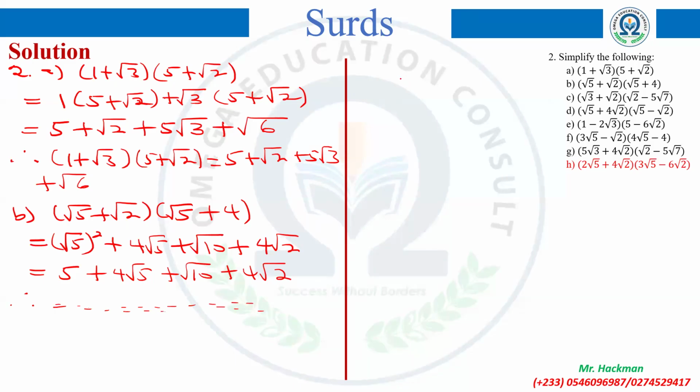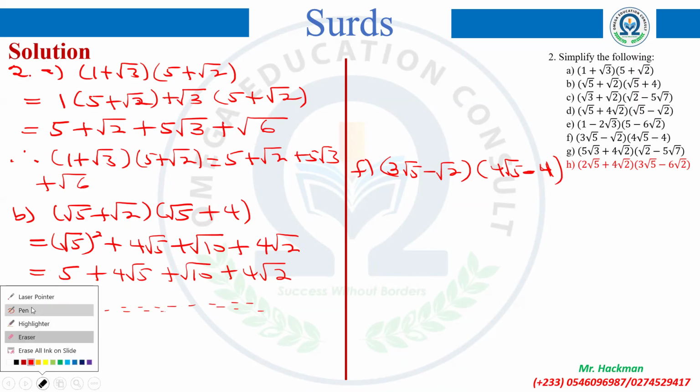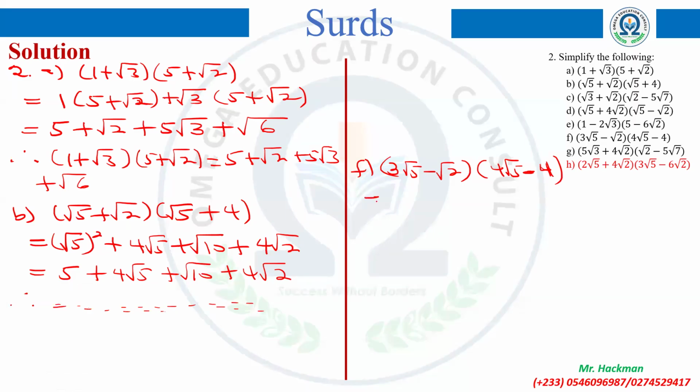Okay, so now we come to the next one, which is F. What are we given? We've been given 3 root of 5 minus root of 2 in one bracket. Then in another bracket, we have 4 root of 5 minus 4. Let me clear the brackets that I introduced there, which is not supposed to be there. So now what do I have? So this will be equal to, let me call one of you to do justice.